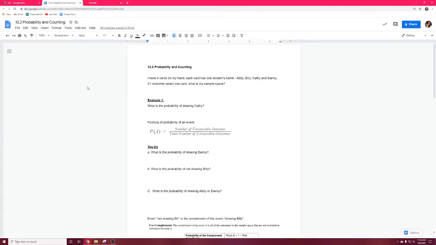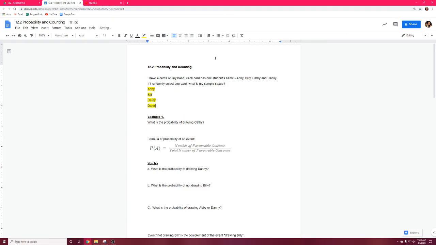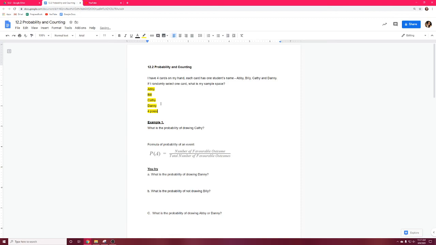So let's look at this worksheet. The possible outcomes for drawing one student can be either Abby, Billy, Kathy, or Danny. So this is my sample space. And right here, what I did is I made a list. So I have totally 4 possible outcomes.